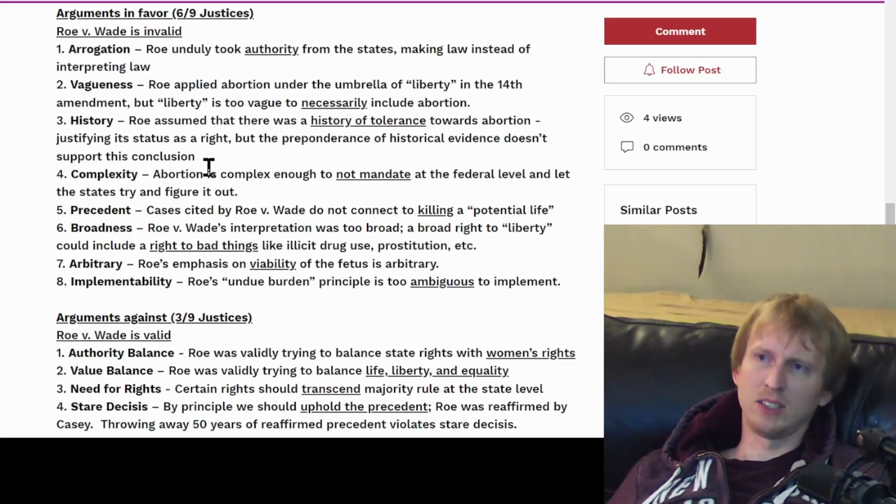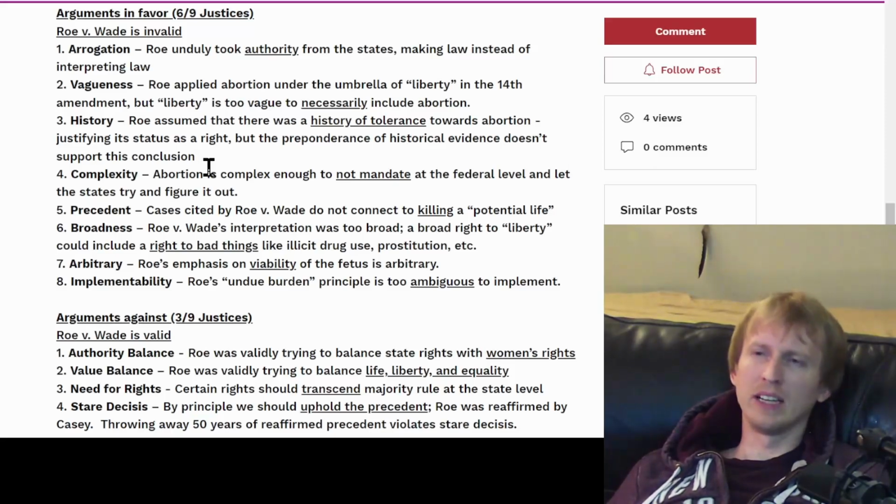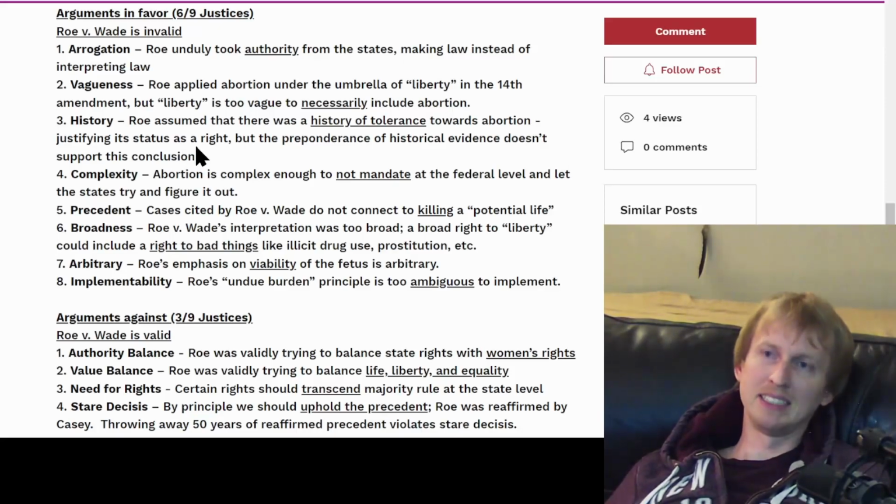Vagueness is the next argument. They believe that liberty is a vague term, and it's too vague to necessarily include abortion. And so they felt that Roe versus Wade inappropriately took advantage of the vagueness of liberty and included abortion without proper justification.